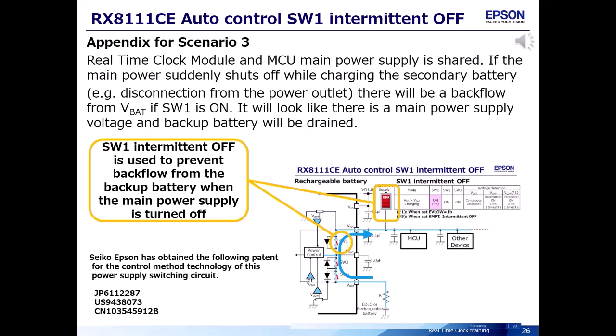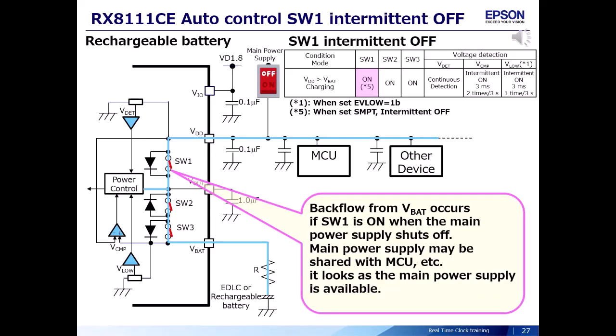When the main power supply is turned off, backflow from VBAT occurs. If switch 1 is on when the main power supply shuts off, the main power supply may be shared with MCU, etc. It looks as if the main power supply is available.